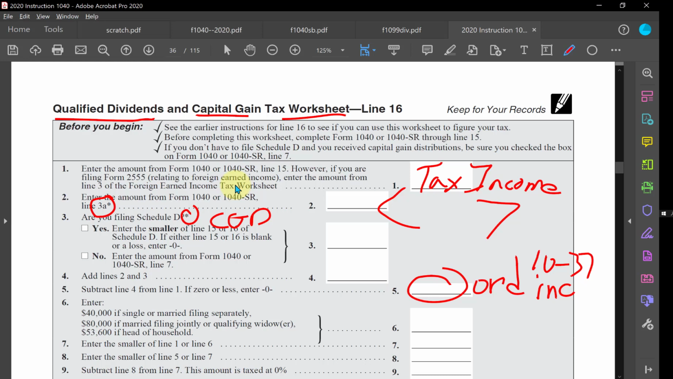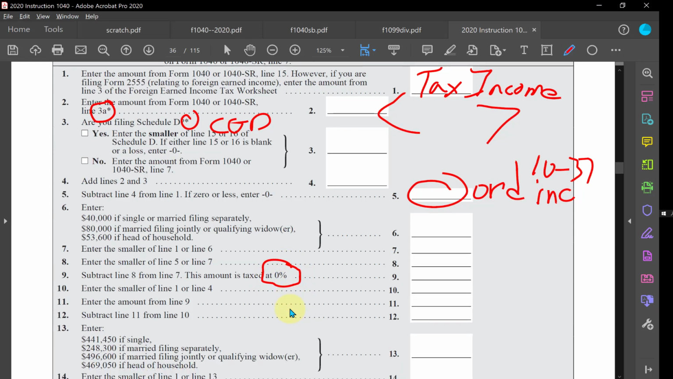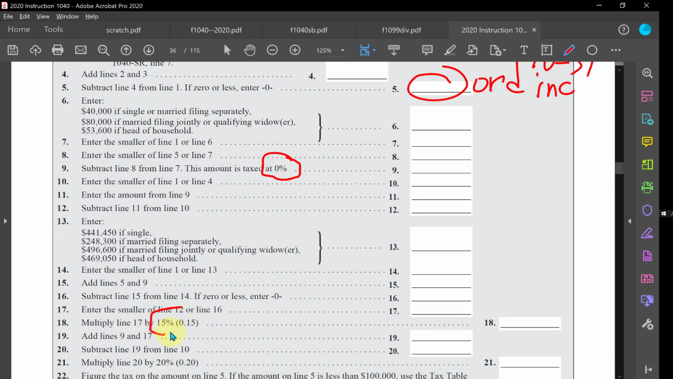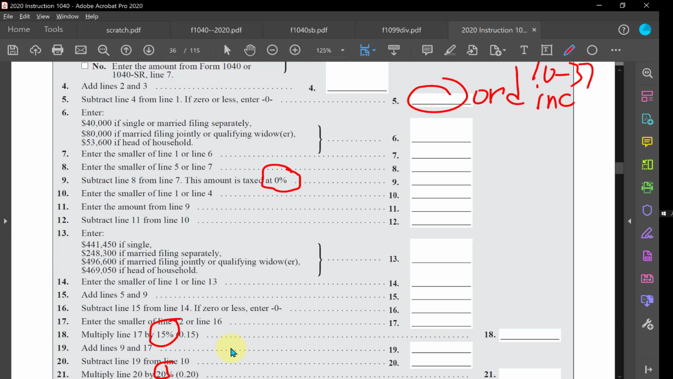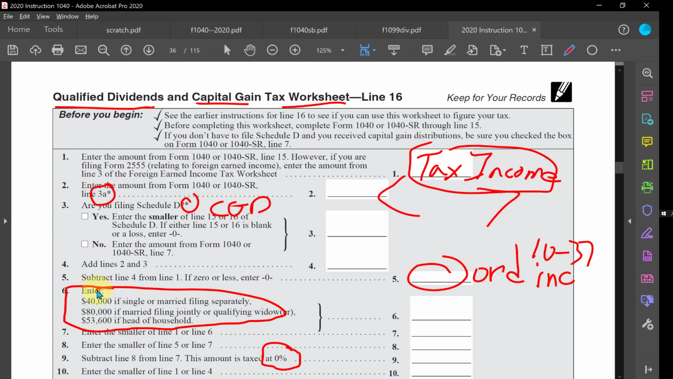But how do you know if you're going to be subject to 0% tax rate or 15% tax rate or 20% tax rate for your qualifying dividends and capital gains? Well, it all depends whether this taxable income up here is less than these amounts over here based upon the taxpayer's filing status. If the taxable income here is less than these amounts, that means all of the qualifying dividends, all of the capital gain distributions is going to be taxed at zero or tax-free.